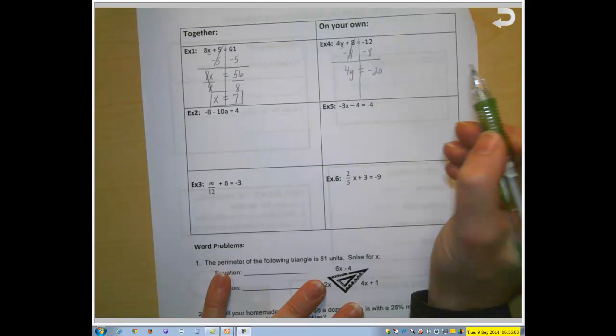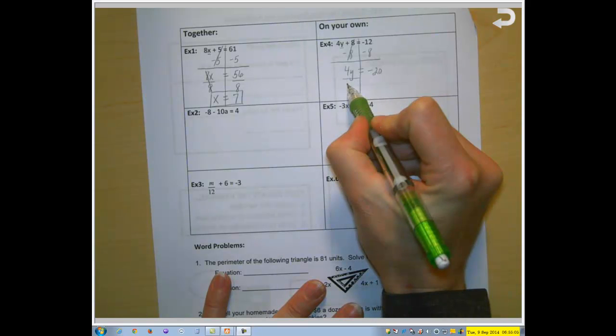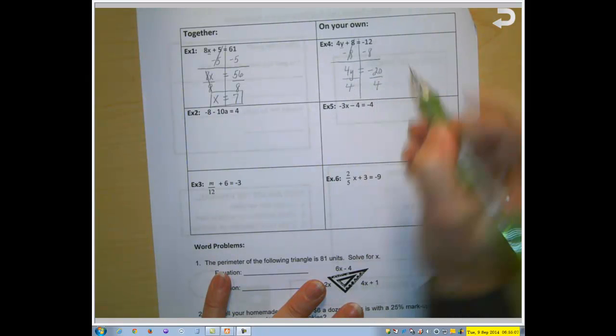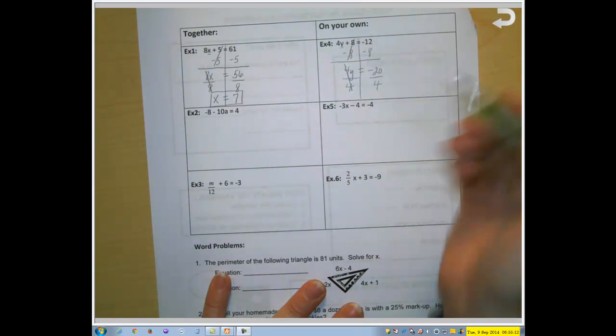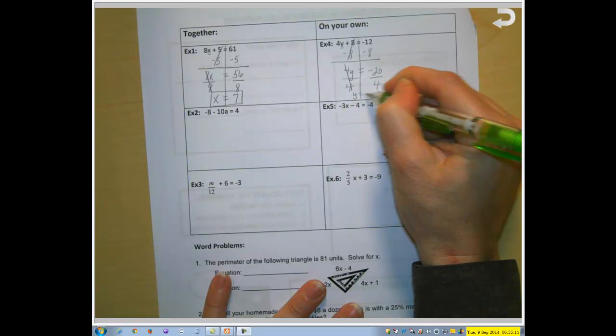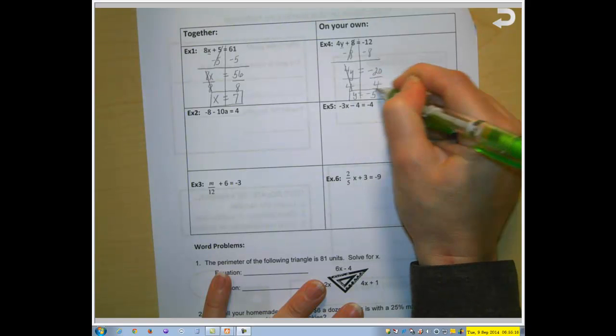Now we need to do the inverse operation of multiplication. We'll divide both sides by 4. 4 divided by 4 is 1, so those cancel out, and we get y equals negative 5.